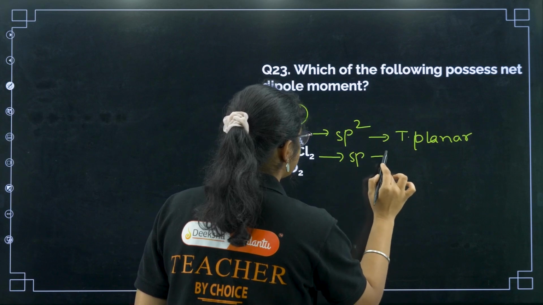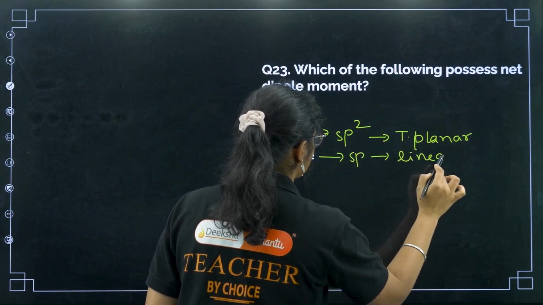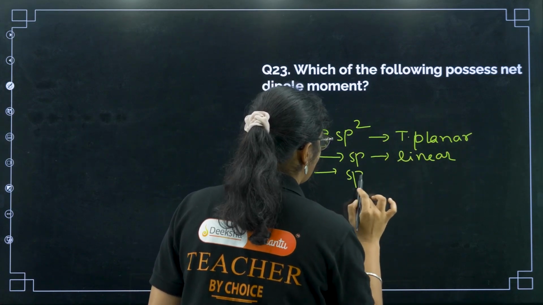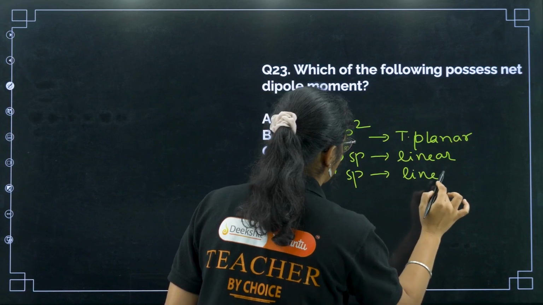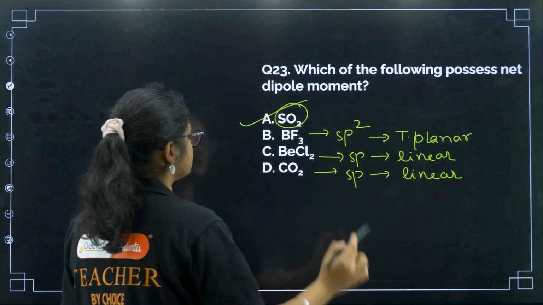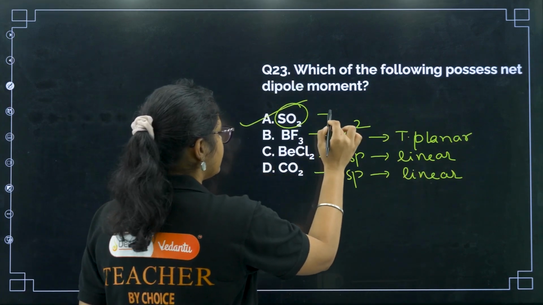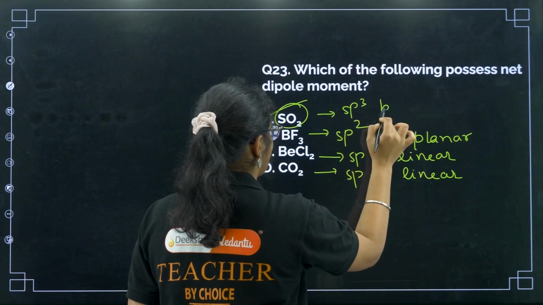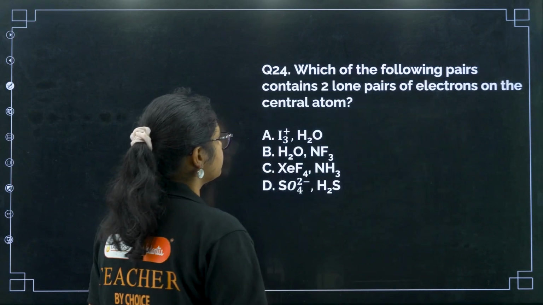This is sp hybridization, linear, again net dipole moment is 0. This is sp and this is also linear and the net dipole moment is 0. So option number A is the correct answer. It has sp3 hybridization and it is a bent molecule.